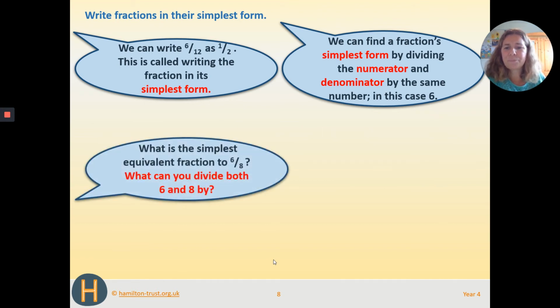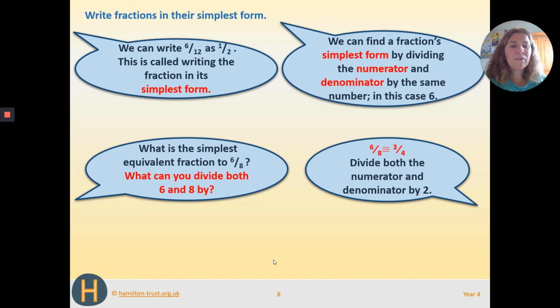Simplest equivalent fraction of 6 eighths. What can you divide both 6 and 8 by? That's right, you can divide them both by 2. You can't divide them by 3 or anything higher because 6 divided by 3 is okay, but 8 divided by 3 doesn't work. So 6 divided by 2 is 3, and 8 divided by 2 is 4. So 3/4, that's 3 quarters. 6 eighths is equivalent to 3 quarters. Remember, it's 3 lines you've drawn for equivalent. Divide both the numerator and the denominator by 2.